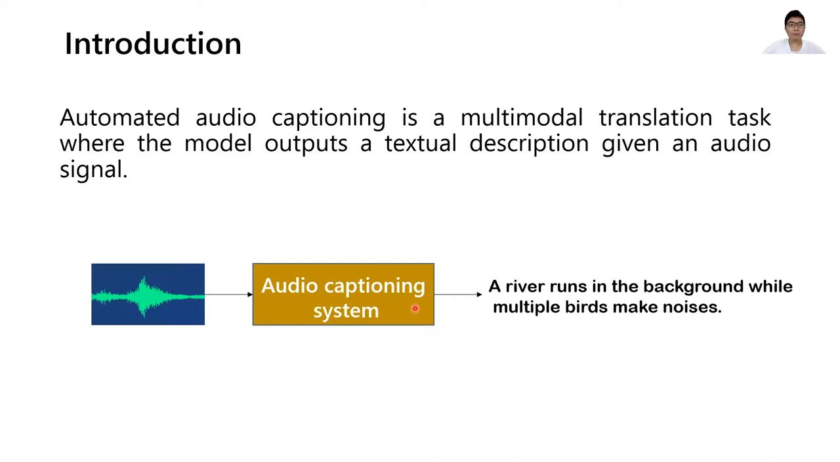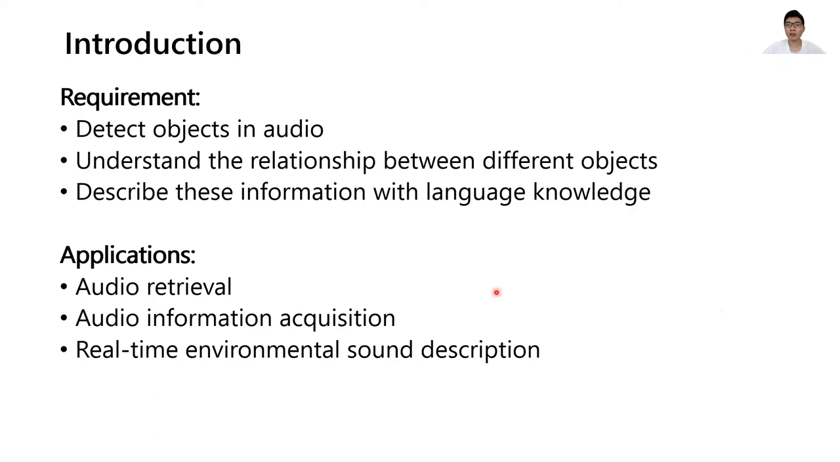Let's start our introduction. Automated audio captioning is a multimodal translation task, where the model outputs a textual description given an audio signal. The audio captioning task requires detecting objects in audio, understanding the relationship between different objects, and finally describing this information with language knowledge. Audio captioning has a lot of applications, such as audio retrieval, audio information acquisition, and real-time environmental sound description.